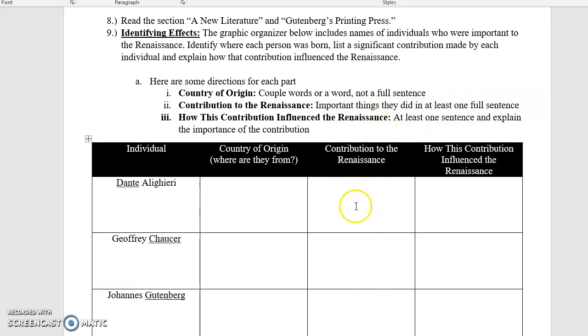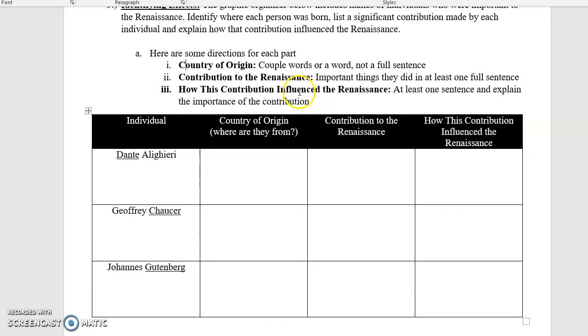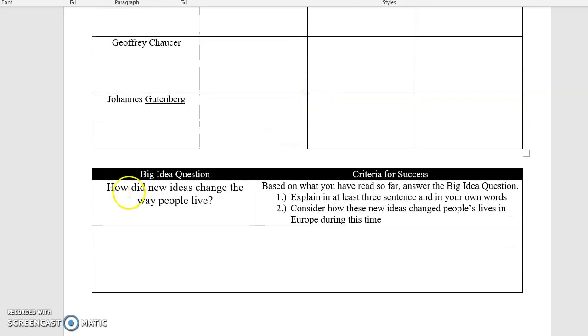That would be under here. And then lastly, how this contribution, so the thing that they did, influenced, so affected the Renaissance. So not just what they did, but what kind of impact? Why was it important? That's what we'll go over here. Okay, this will probably take a while, so go back, double check your notes and stuff. This last one, I want it to be at least one sentence and explain the importance of the contribution. And then, like I said, this one's pretty short.